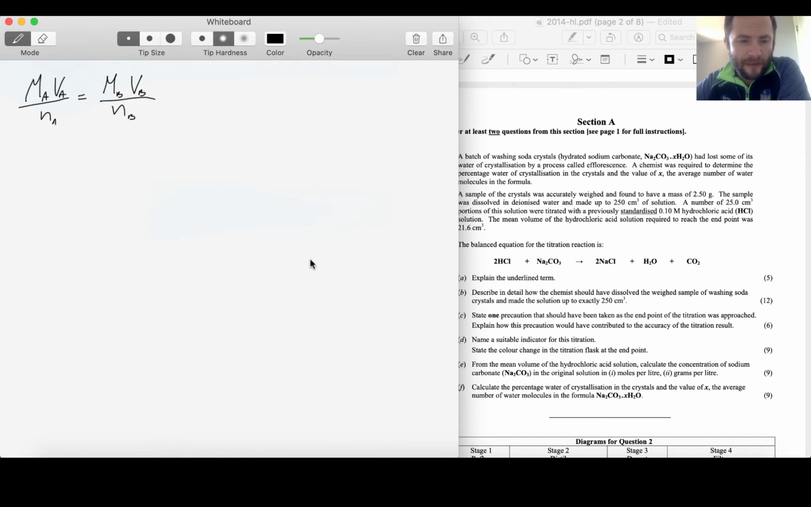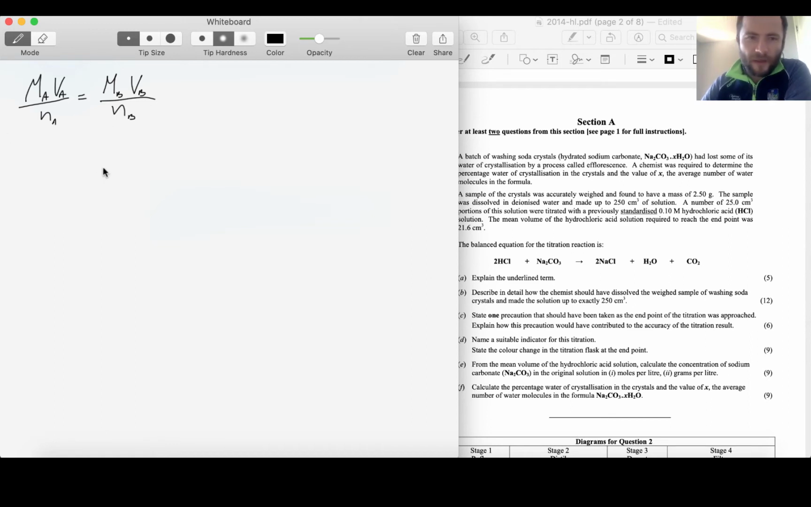In this video I'm going to talk to you about volumetric analysis and I'm going to particularly focus on the titration question, which is question 1 from the paper. So what I wanted to do first maybe is just look back over the equation that is the fundamental equation for all the volumetric analyses.